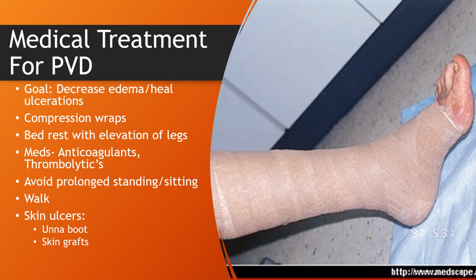Prolonged sitting, standing, and walking are usually the cause of this peripheral venous disease, because it contributes to the pooling of the blood and weakening of the valves, and the lack of muscle movement from standing and sitting does not help the blood return back to the heart, causing venous pressure. So for skin ulcerations, an Unna boot may be ordered. They may try a skin graft to see if that would help with wound healing.